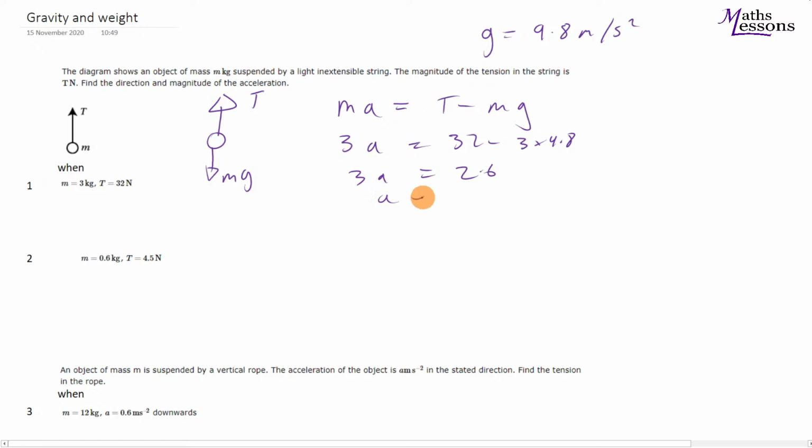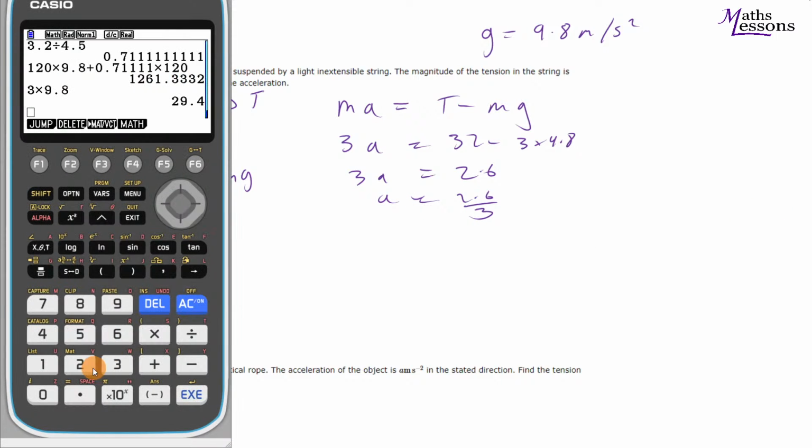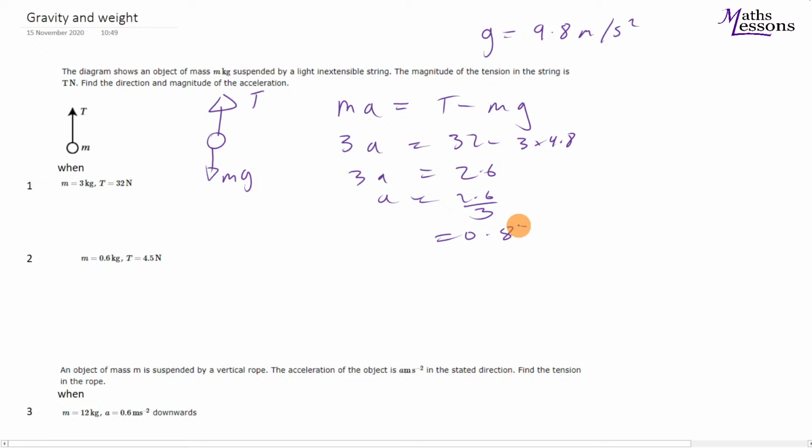So a will equal 2.6 over 3. 2.6 divided by 3, and we get 0.87 meters per second squared. And it's going to be going upward because it came out as positive.